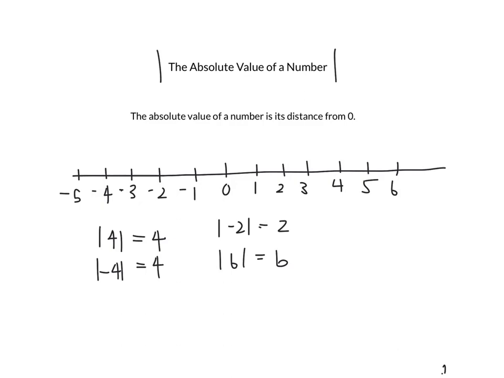So let's try one more example. What if I want to know the absolute value of negative 107? Well, negative 107 is going to be 107 spaces from 0, so the answer is 107. What if I want to know the absolute value of positive 107? Well, that also has a distance of 107.